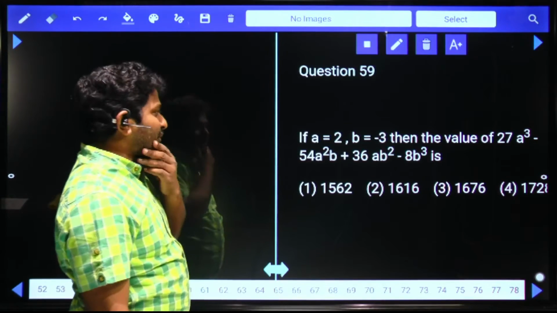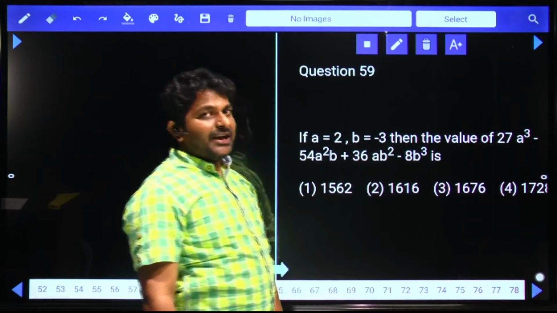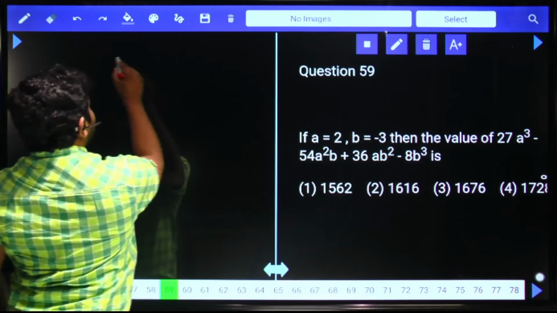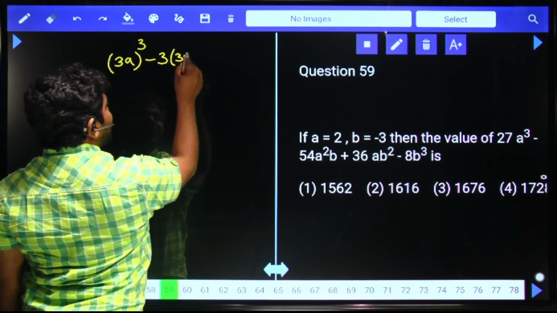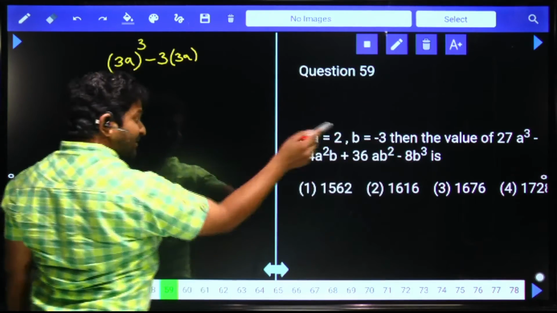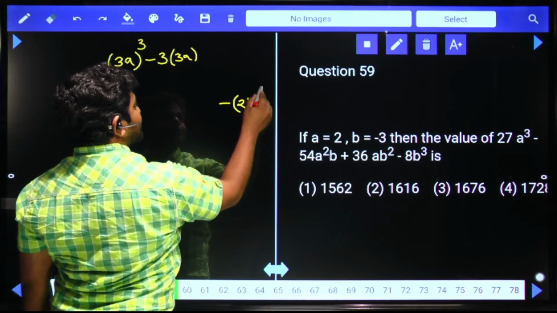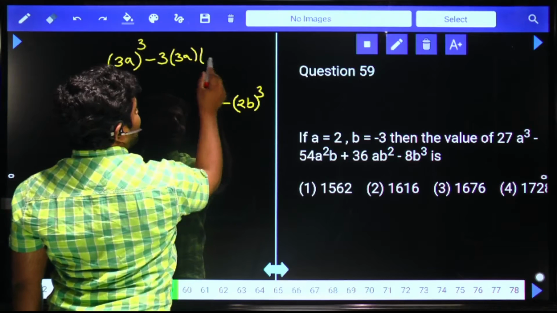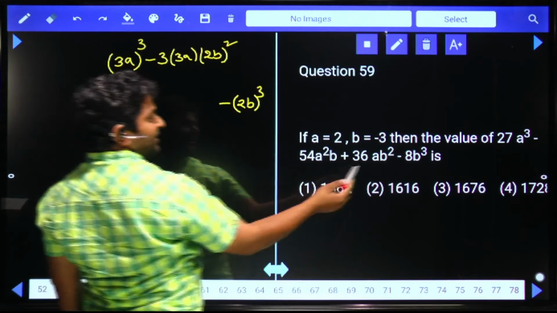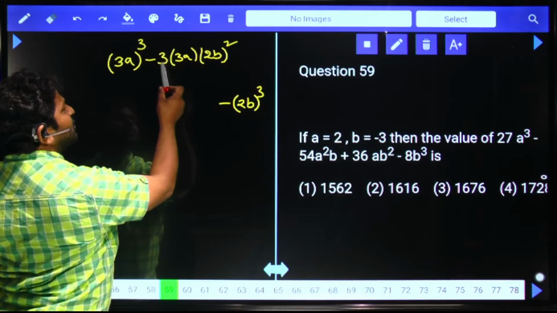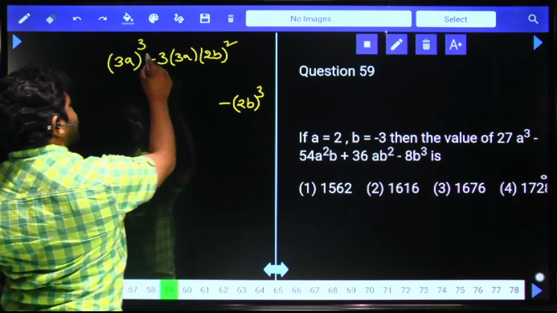A is equal to 2, B is equal to minus 3. The value of 27A cube, 54A square B plus 36AB square minus 8B cube. Now, 27A cube we can write as 3A cube, minus 3 into 3A into... here minus 8B cube is there. So first let's conclude that. Since it is minus 8B cube, we can write it as minus 2B whole cube. So minus 3AB square, B square means 2B square, that is equal to 4 into 9, 36. Sorry, 4 into 9, 36. Yeah, positive only, B value positive.